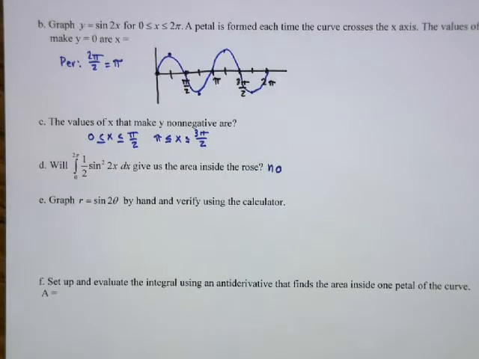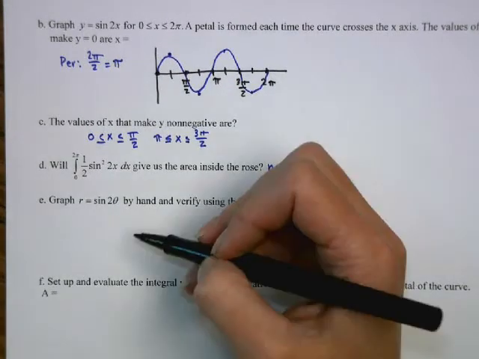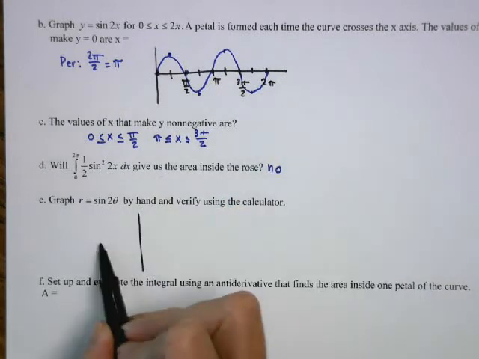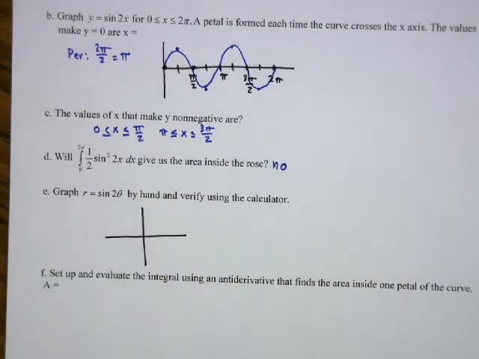So we're going to graph this rose. I'm going to make myself a little circle at 1.